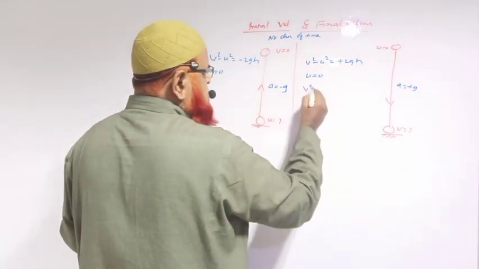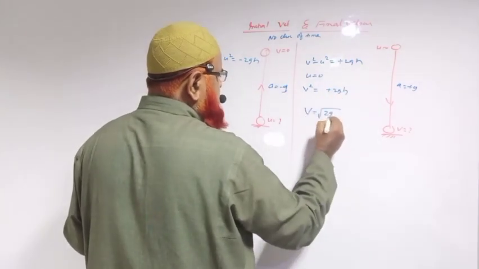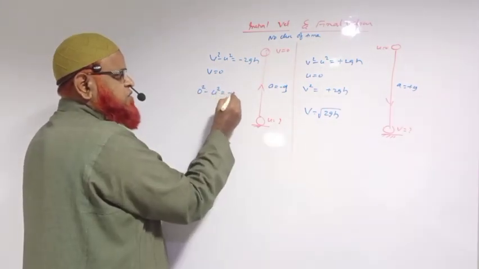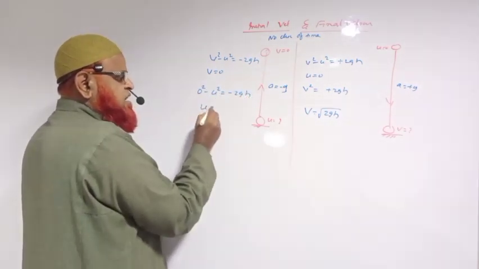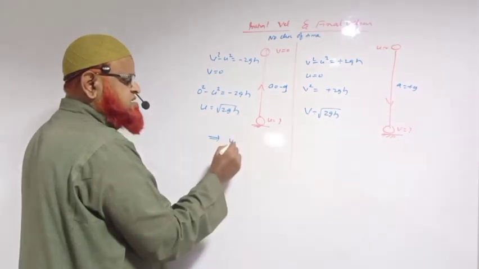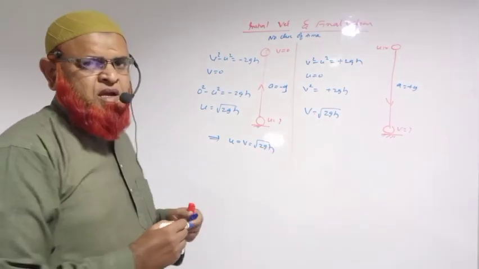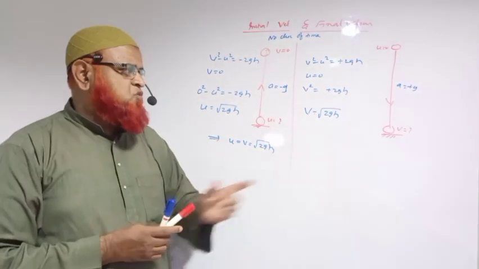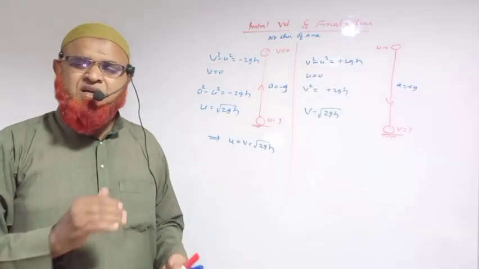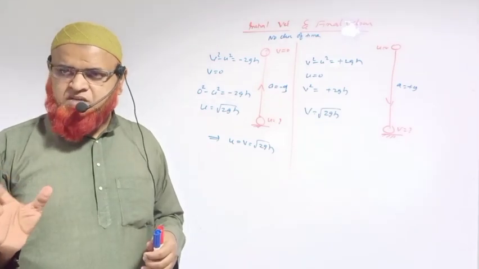So right now, v square is equal to plus 2gh. v is equal to square root of 2gh here. But in this case, 0 square minus u square is equal to minus 2gh. Here u is equal to square root of 2gh. With this it is clear that u is equal to v is equal to root 2gh. What does it mean here? With whatever speed you throw a body from the ground, with the same speed it returns back and strikes the ground. Clear? Understood? Okay.